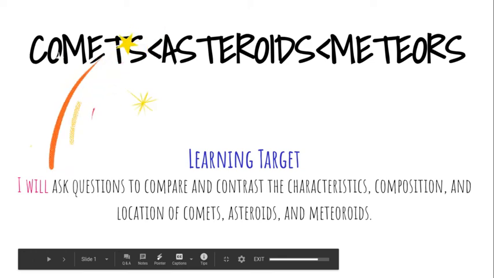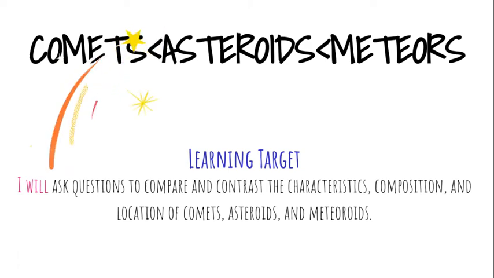Today we're going to talk about comets, asteroids, and meteors. Our learning target is: I will ask questions to compare and contrast the characteristics, composition, and location of comets, asteroids, and meteoroids.